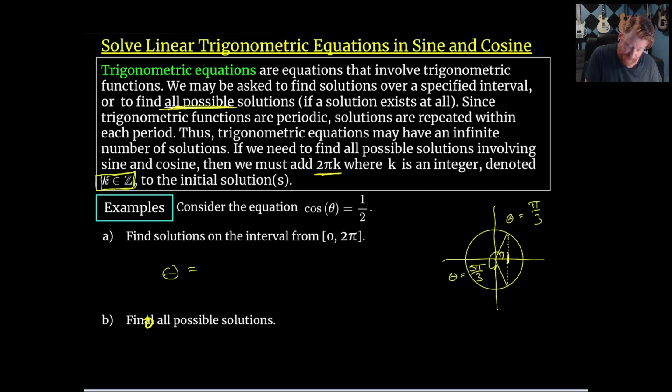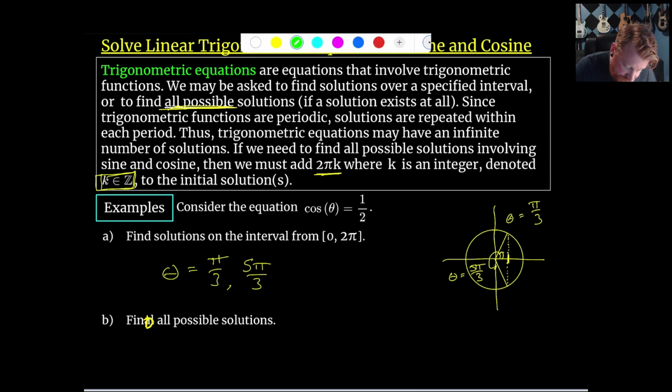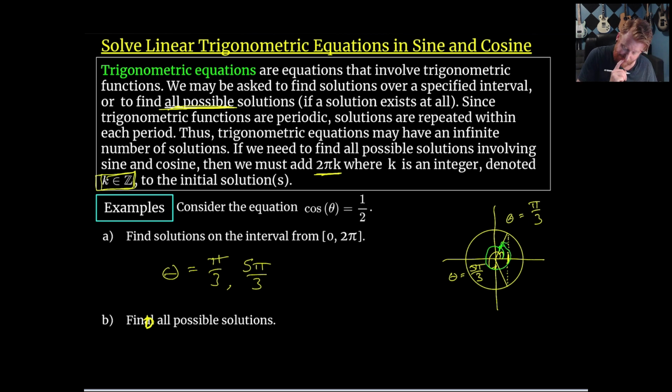So our theta values in the interval from 0 to 2 pi are pi over 3 and 5 pi over 3. If I want to find all possible solutions, then I need to add, because it's not just pi over 3. Let me do this in a different color. I could keep going and make a whole other revolution and come back around. There's one revolution, or I could make another revolution, 2 times 2 pi, so 4 pi. So 2 revolutions is what I'm trying to say. But we can make an infinite number of revolutions here.